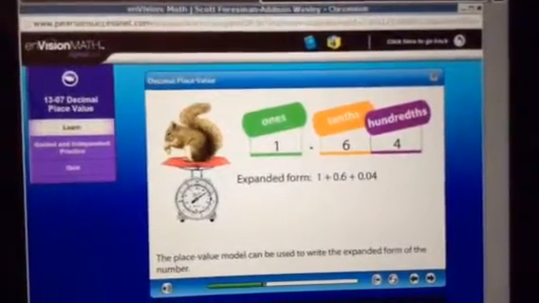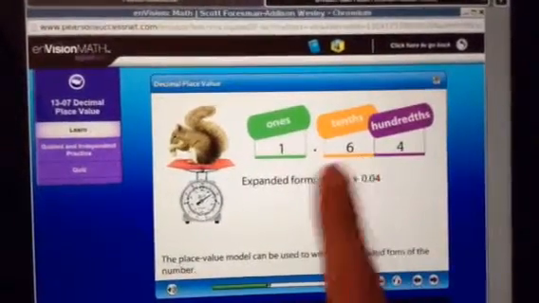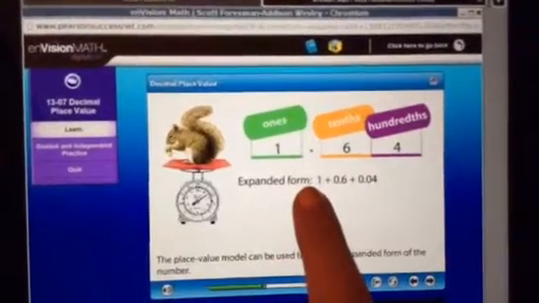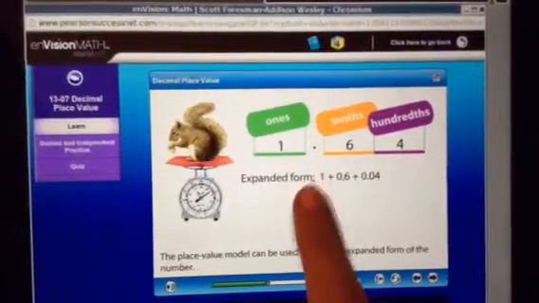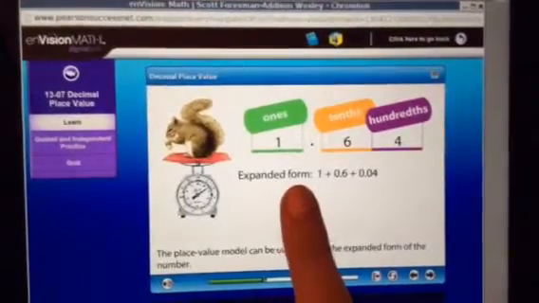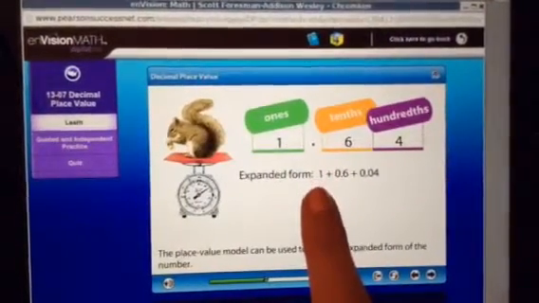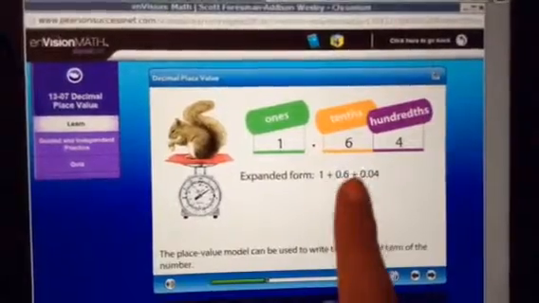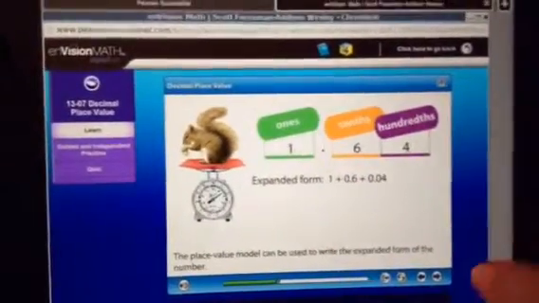If you add 1 whole plus 6 tenths plus 4 hundredths, you'll end up with the number right here, 1.64. So one way to represent a number like this is using expanded form, which you'll all be doing in your independent practice and problem solving. So you'll need to know how to break a number down into its parts, add them all together, because that's expanded form.